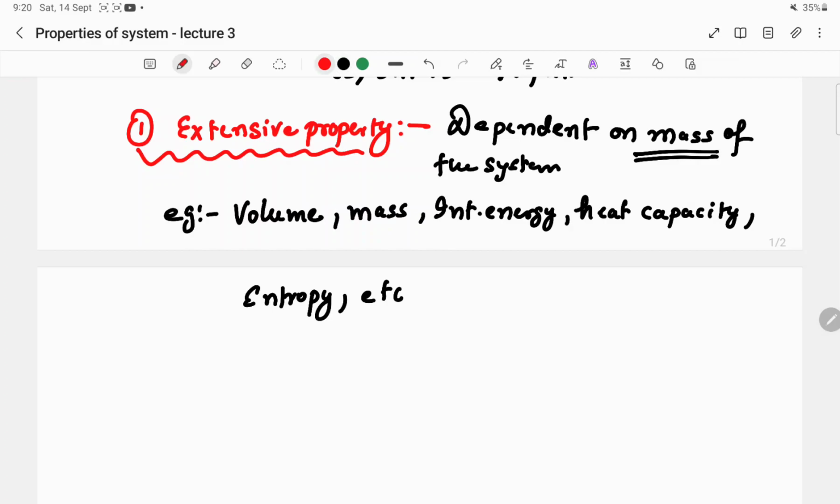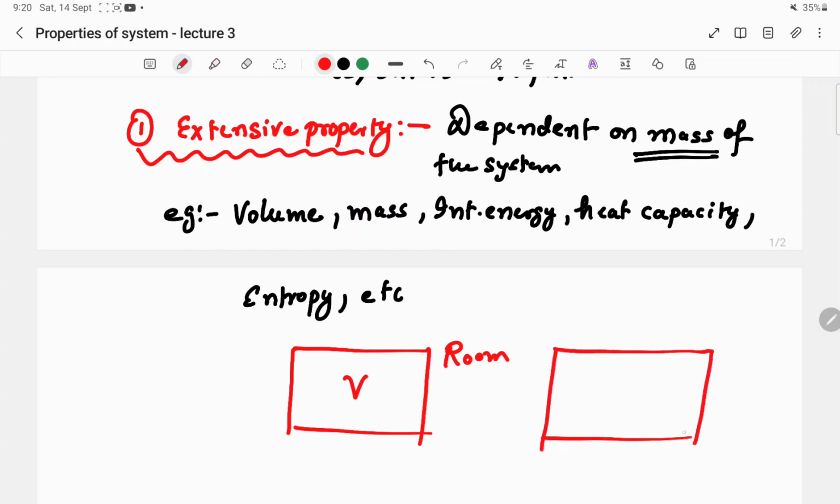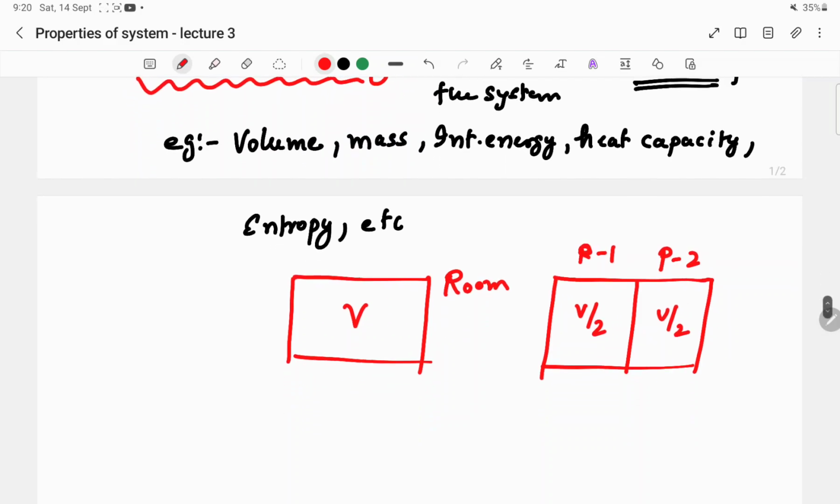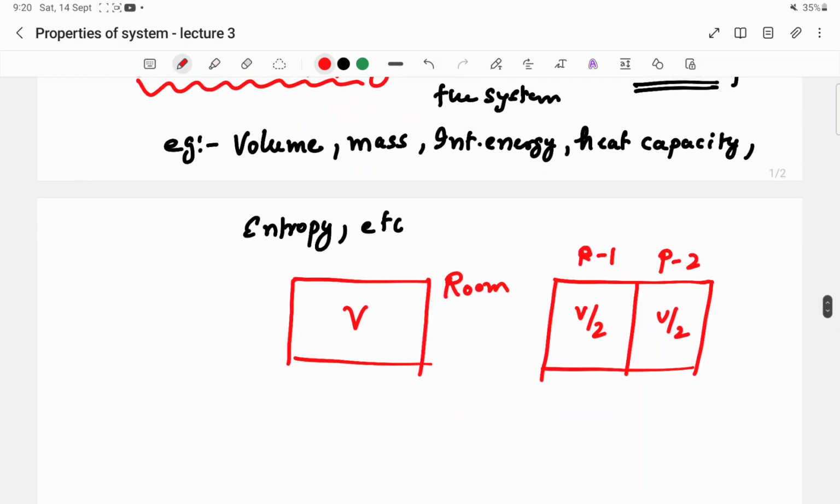See, suppose there is this volume of the room which is V. Now the same room has been divided into 2 parts. So let's say this is part 1 and this is part 2 of the same room. So your volume will be getting divided. When you can see a division of the things, you can simply say that the property here, the volume, is an extensive property.